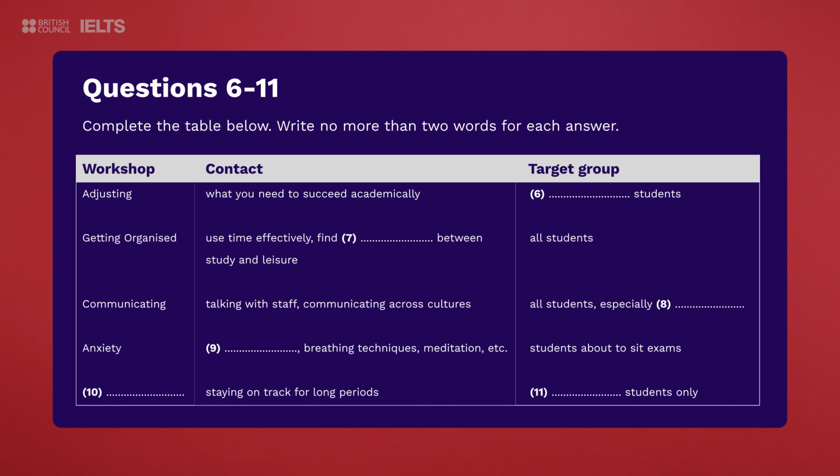Getting organised follows on from the first workshop. Here, we're going to help you break the habit of putting things off, get the most out of your time, and discover the right balance between academic and recreational activities. With Getting Organised, we're catering to a broader crowd, which includes all undergraduates and postgraduates.